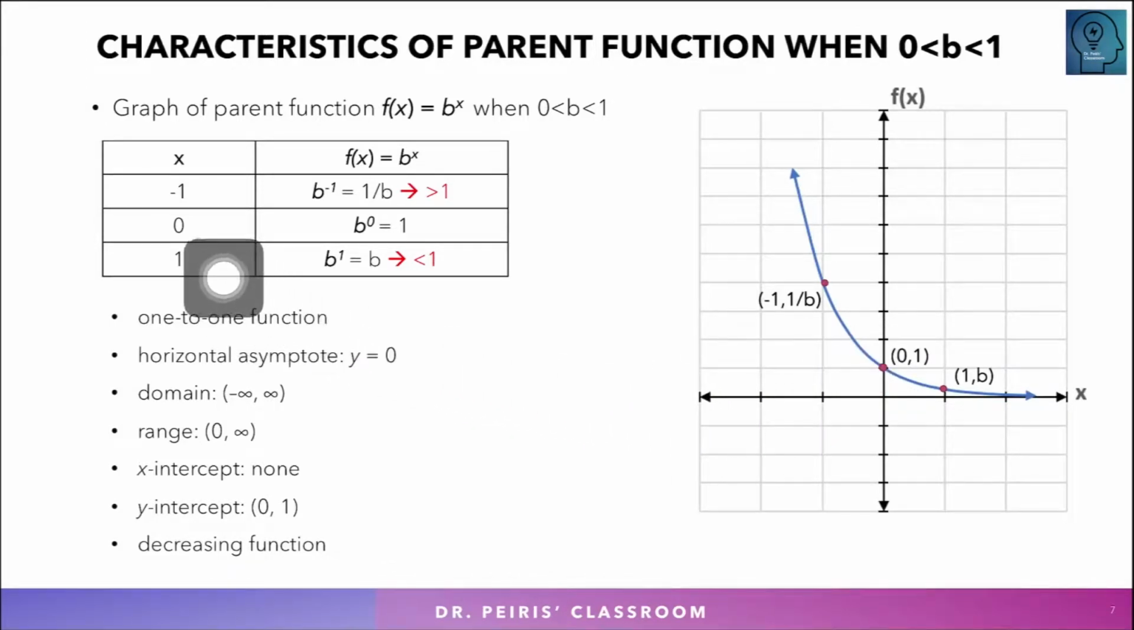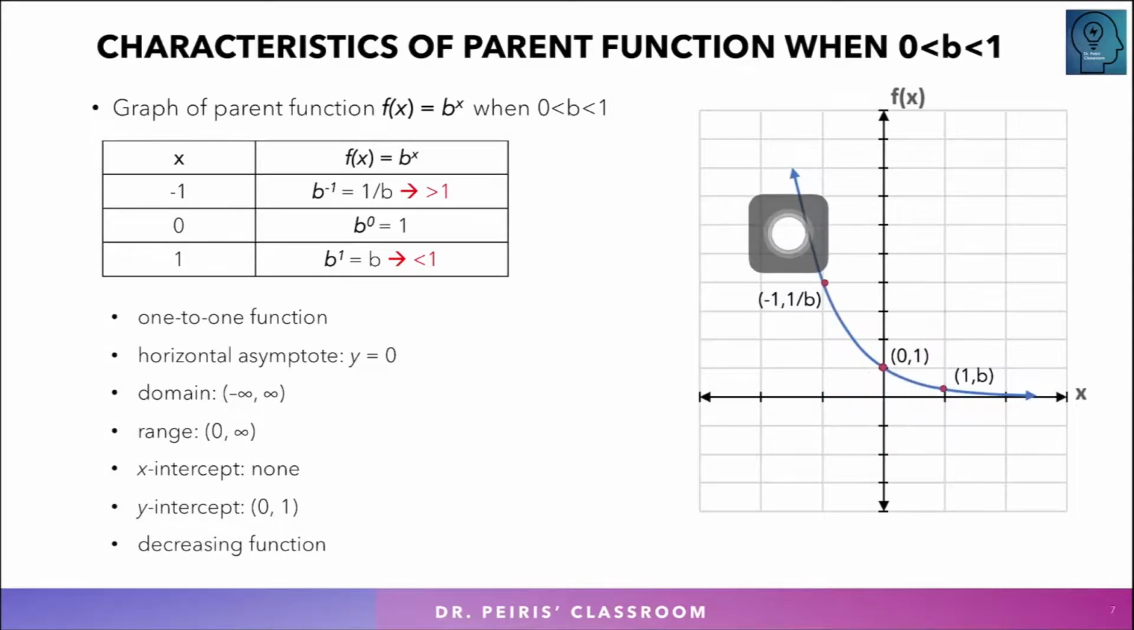The third one, x equals 1. So b raised to the 1 is equal to b. But now this b is between 0 and 1, so it is a value less than 1. That is why the point 1, b is here. So this function is decreasing. That's the only difference compared to the previous case. The function is decreasing. Still, the other characteristics are the same.